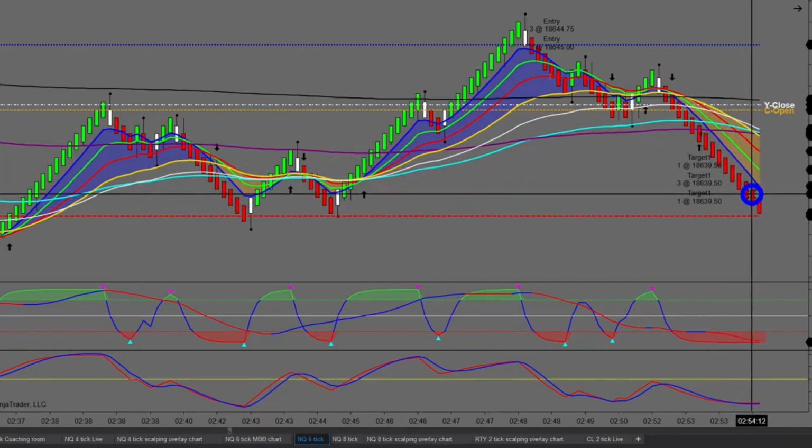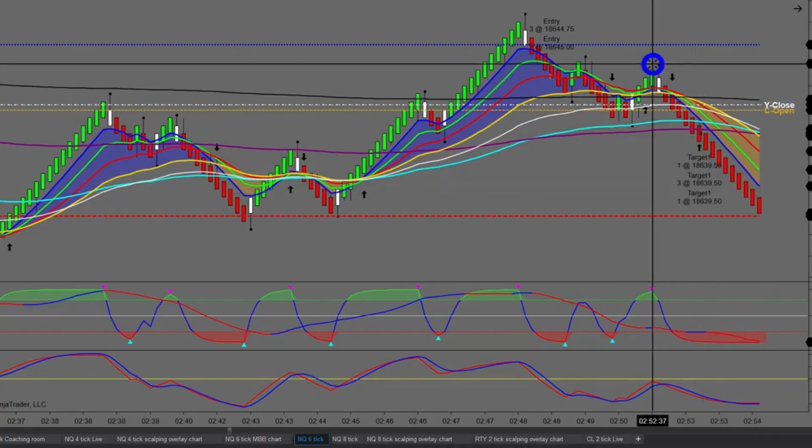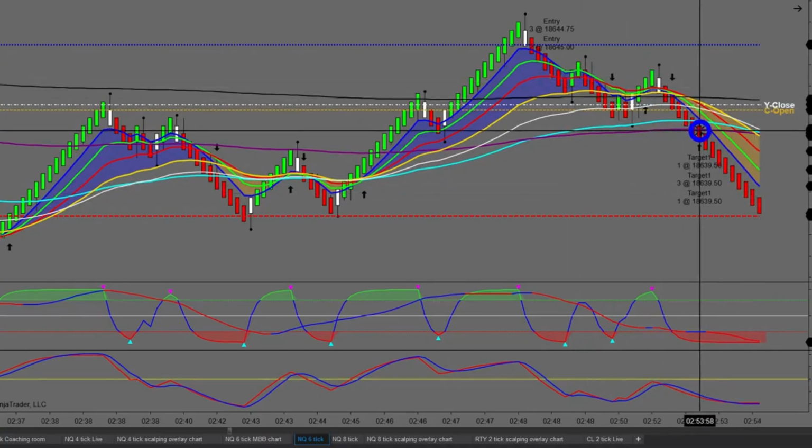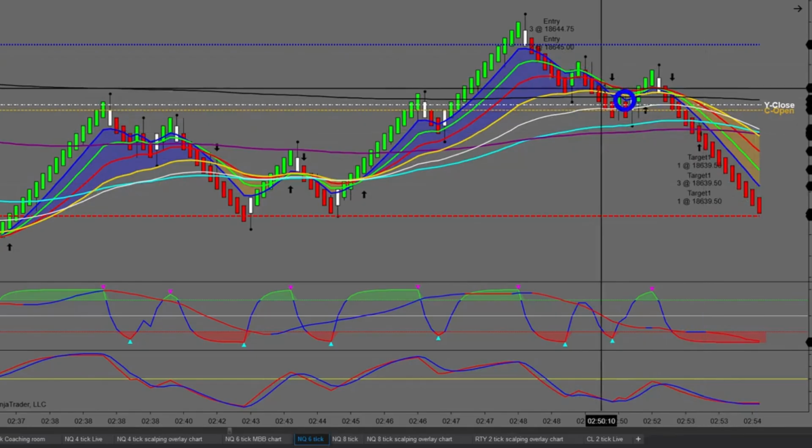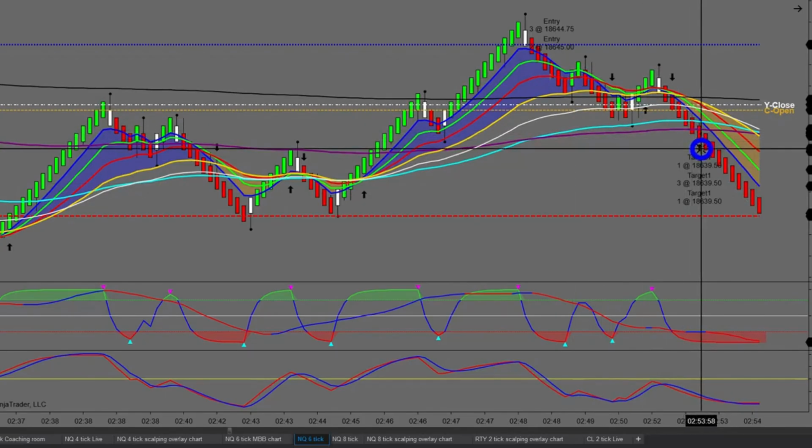So instead of getting up here from down to there, which is $110, 22 ticks I was after, I could probably go and double that again.